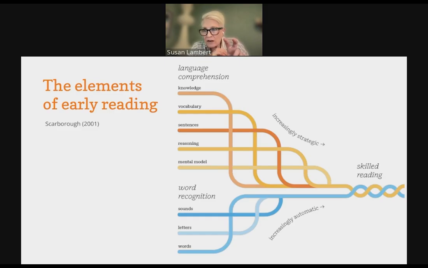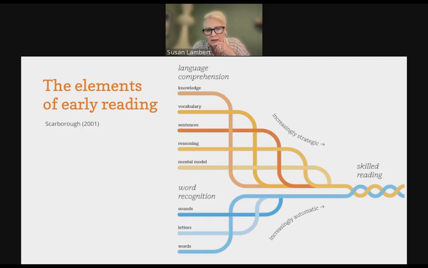And one other thing that I want to comment on here is the lower part of the rope, this word recognition stuff. We need to get kids automatic in recognizing the words on the page so they don't have to use that cognitive energy anymore, so that they can apply that cognitive energy into understanding the language, understanding the words on the page, how those words are put together, and the messages the text is attempting to communicate.